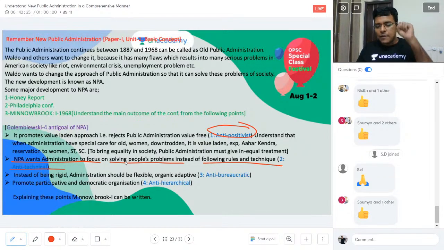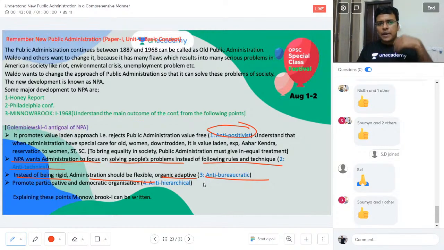So public administration in NPA is anti-positivist, anti-technical. Instead of being rigid, administration should be flexible, organic, adaptive. It must be anti-bureaucratic. Bureaucratic means rigidity, anti-bureaucratic means less rigid. So very easily you can remember these words: anti-positivist, anti-technical, anti-bureaucratic, anti-hierarchical, and you can write a para of 50-60 words on this.